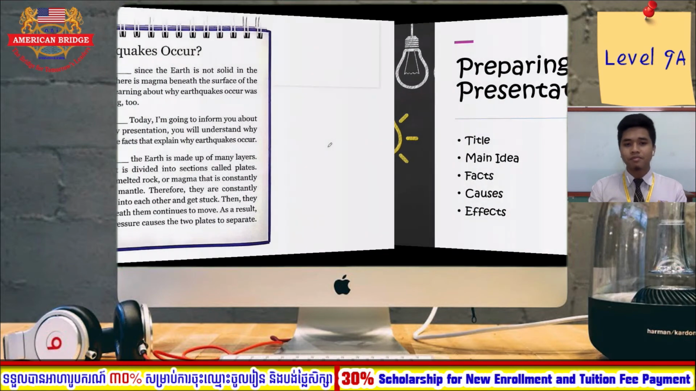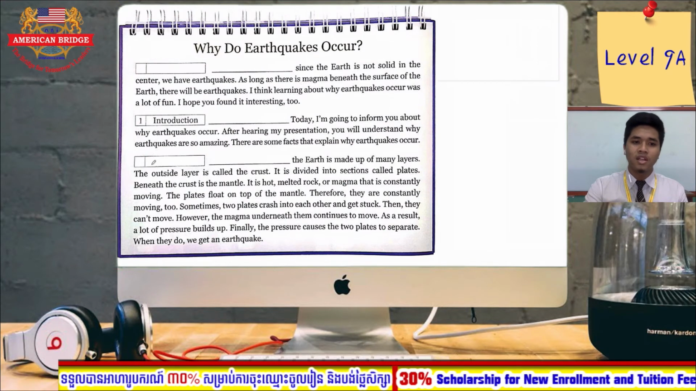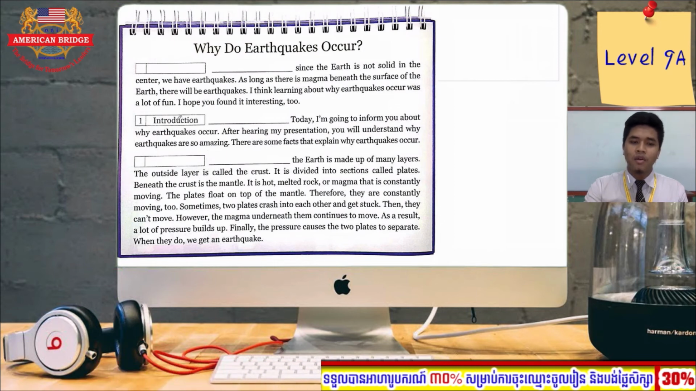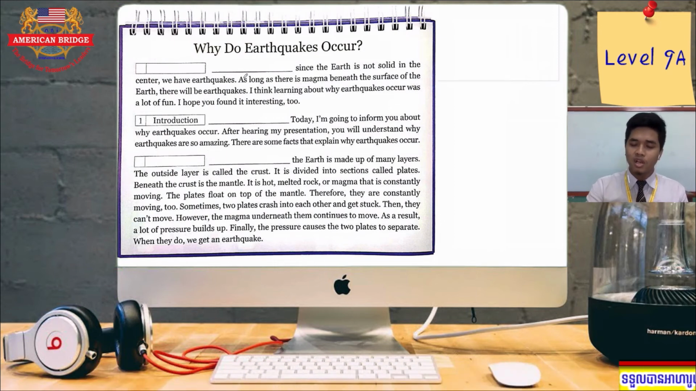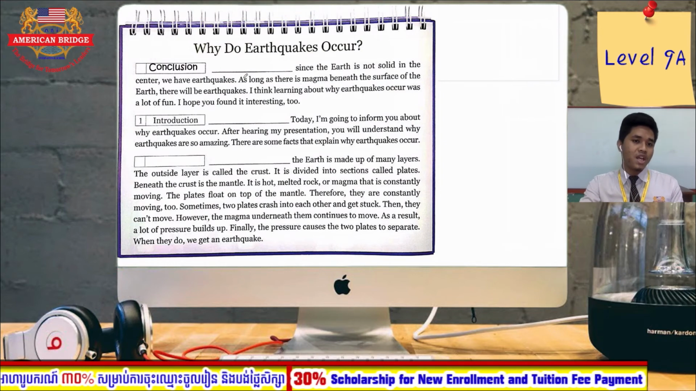So here is a short speech. What you need to think about is to look at the box here. In this box, you need to label it introduction, body, or conclusion, and then what word you can use in order to start the speech in each part. Okay, without any further ado, let's look at the answer all together.